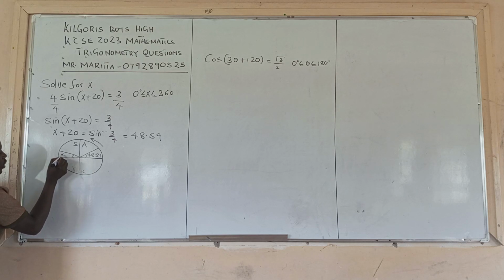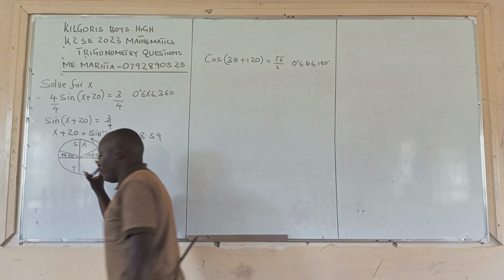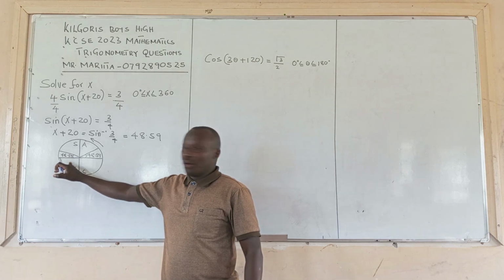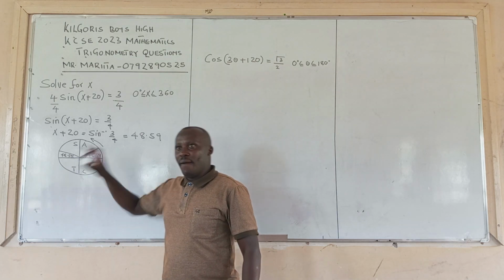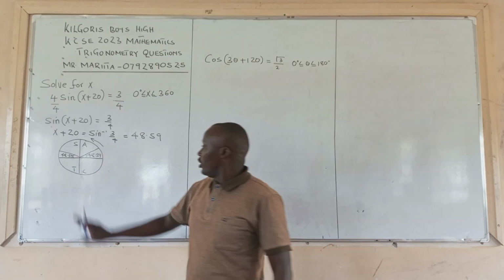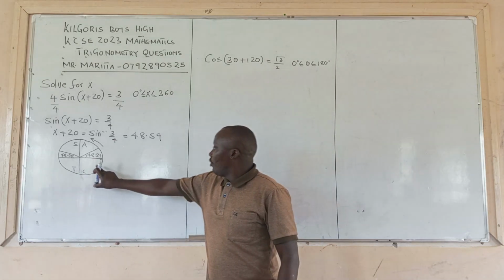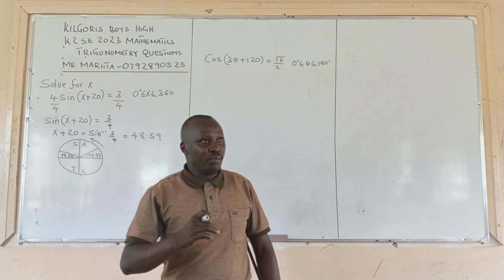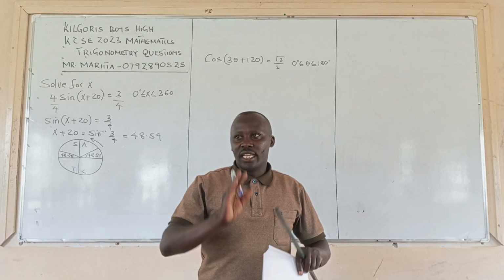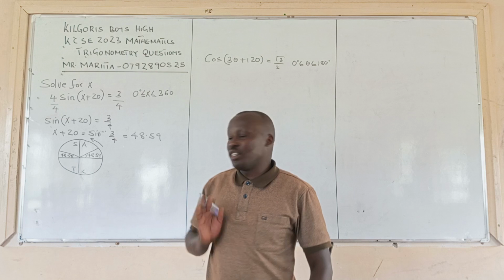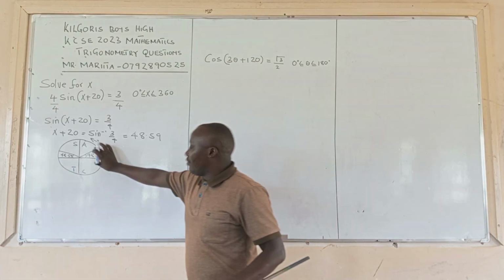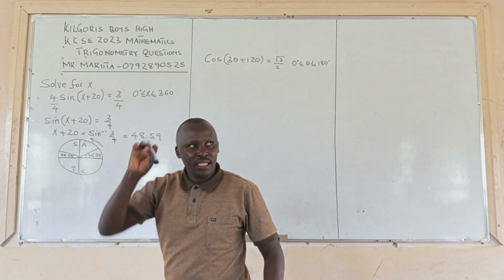So we have this one as 48.59. In the third quadrant, only the tangent is positive, meaning the sine is negative, so it cannot lie there. On the fourth quadrant, the cosine is positive, which means the sine is negative, therefore it cannot lie there. So our solution can be found in the first quadrant and in the second quadrant.